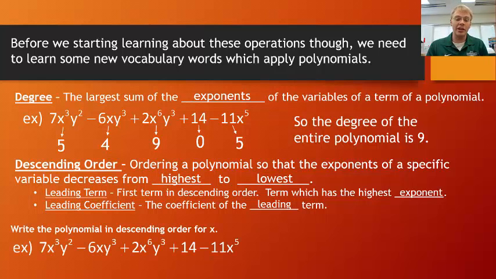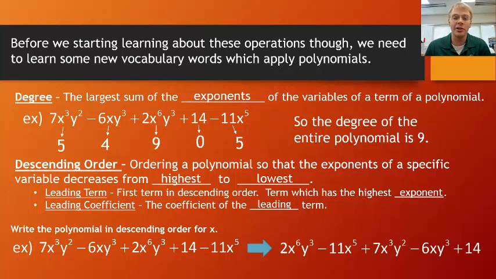So let's take a look at the polynomial above, and you can see our directions here are to write the polynomial in descending order for x. So we don't really care about y here, we're focusing on x. So we have 5 terms, and we need the largest exponent of x to be first, and the smallest exponent of x to be last.